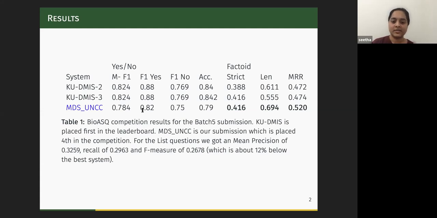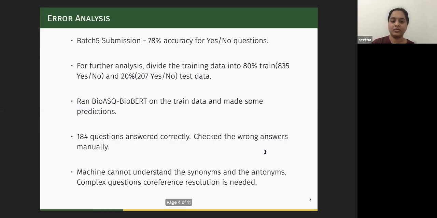This is one of the reasons we would like to start with a yes or no error analysis first. One more thing I would like to mention is the list questions. We are placed 12% below the best performing model for list question answering. With this note, I would like to present some of our error analysis results.